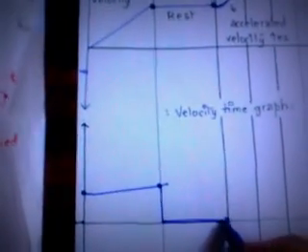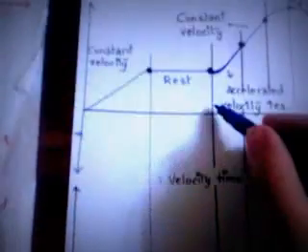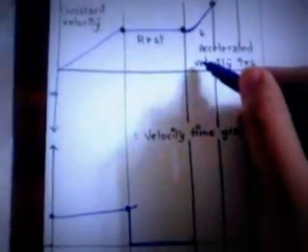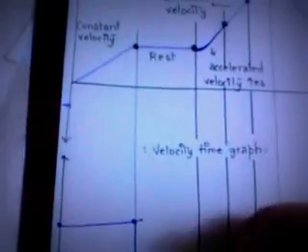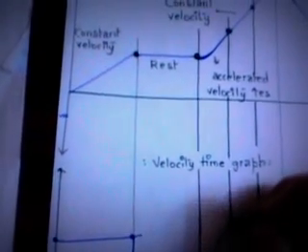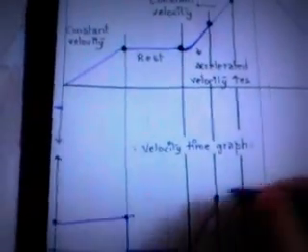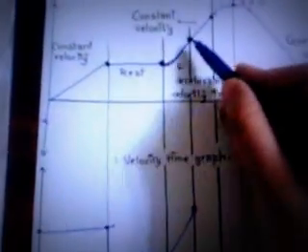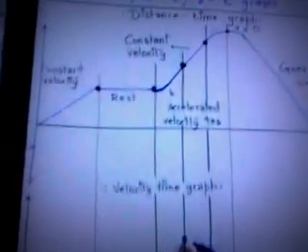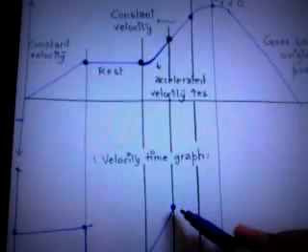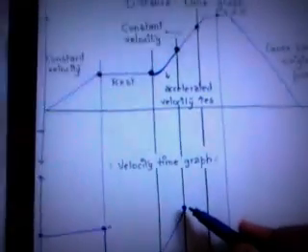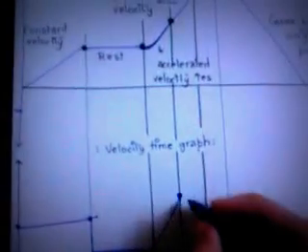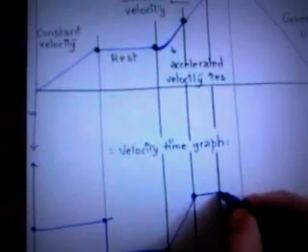It was at rest. Then it accelerated and its velocity increased. Its velocity increased, right? After rest, it accelerated for some time and its velocity increased. Then it was again constant velocity. It moved with constant velocity.